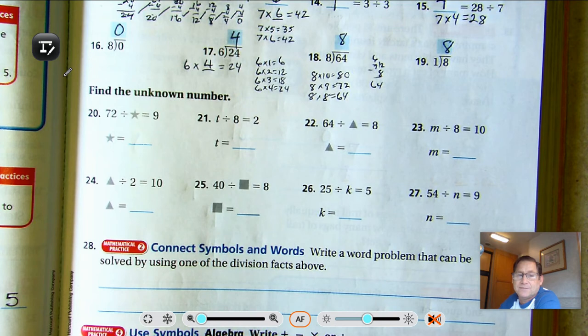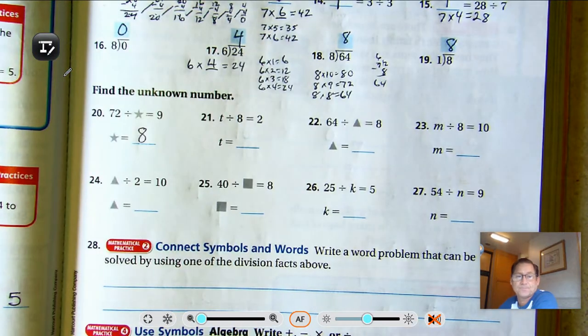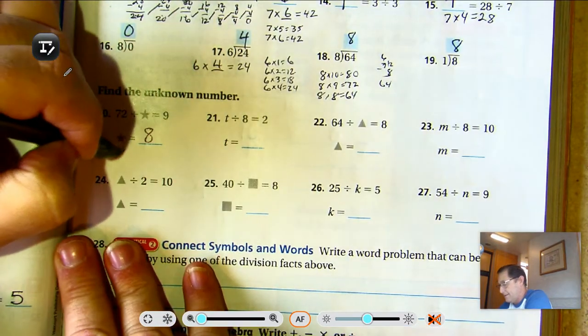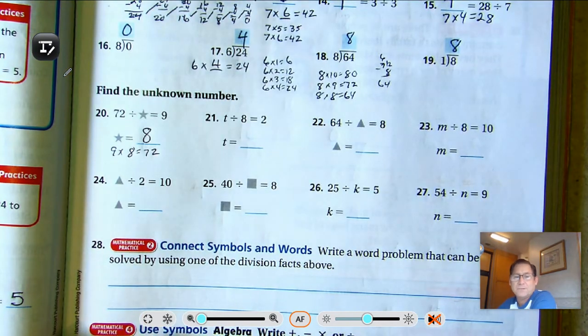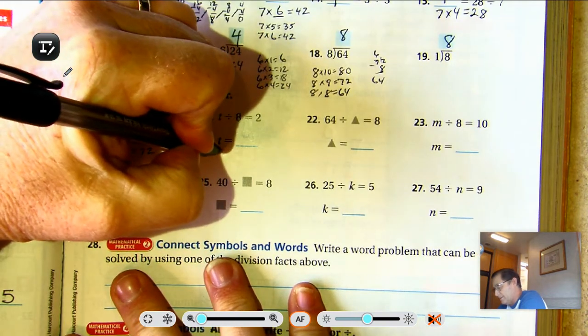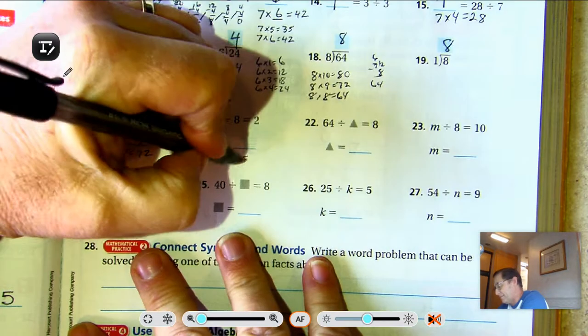72 divided by something is 9. 9 times any factor, the tens place in that product will be 1 less than what I multiply by. So I know that this has to be 8. 9 times 8 is 72. Some number divided by 8 is 2. Well, this is the same as saying 8 times 2. If I have 2 8s, I have 16.